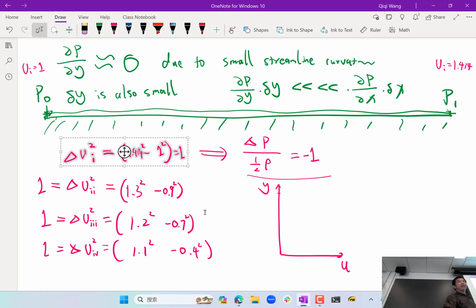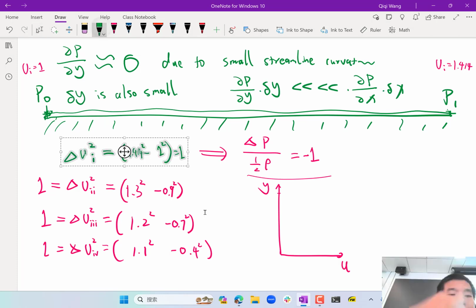Any idea? These are three different stream tubes that travel at different velocities. Now the velocity has all increased. Has the thickness of the stream tube increased or decreased? Decreased, right? That's using what principle? Mass conservation, exactly. The mass conservation tells us the velocity times the thickness has to be the same no matter if you're looking at a downstream or upstream location.